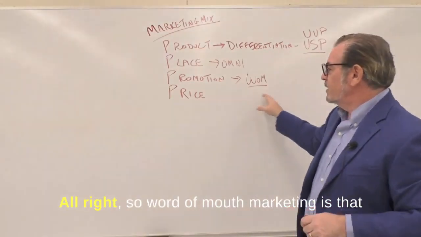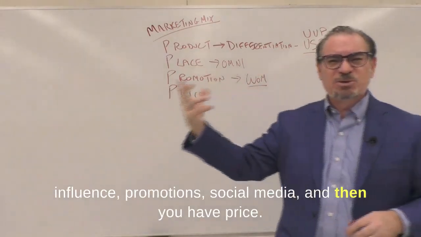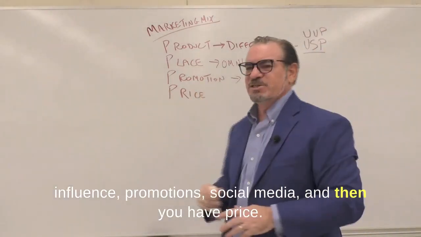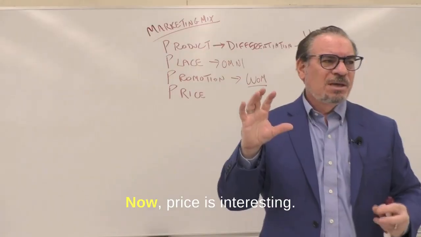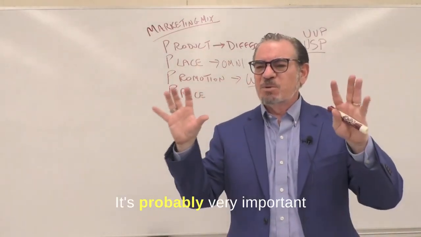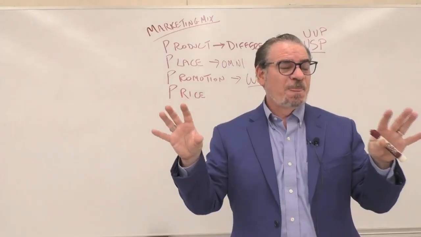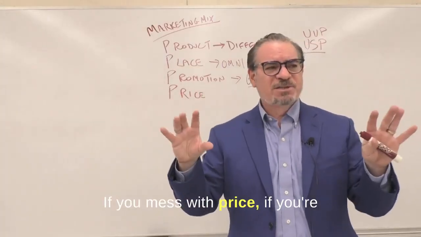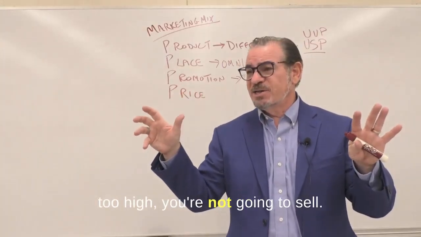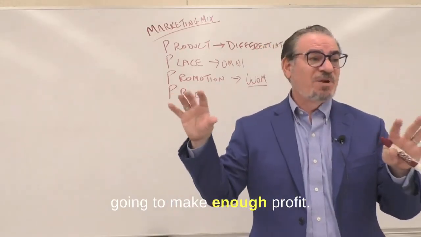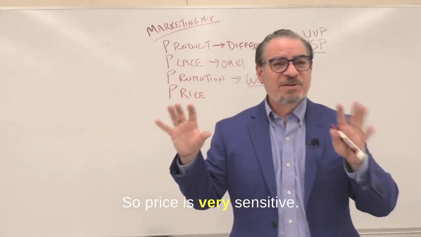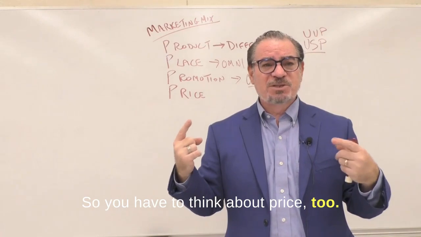So word of mouth marketing is that influence, promotions, social media, and then you have price. Now, price is interesting. It's probably very important because it's very sensitive. If you mess with price, if you're too high, you're not going to sell. If you're too low, you're not going to make enough profit. So price is very sensitive. So you have to think about price too.